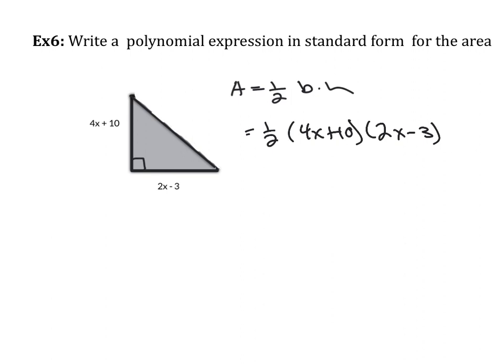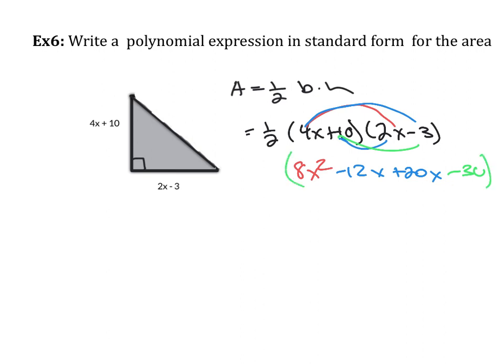Again, we can go ahead and multiply our binomials by distributing or by using the box method. I'm going to go ahead and distribute once again. So we get 4x times 2x, which would be 8x squared. And then we're going to get 4x times negative 3, which would be minus 12x. And then we have 10 times 2x, which would be 20x. And last but not least, we have 10 times negative 3, which would give us minus 30.